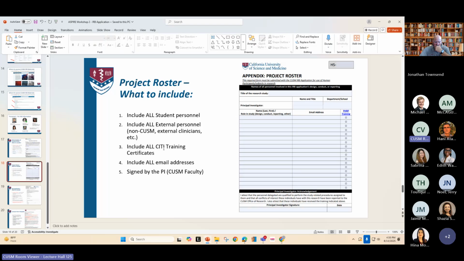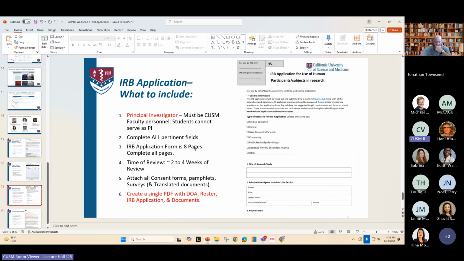The IRB application. This is just the cover page. And again, this is 8 pages long. It sounds like it's long, but it's not very long. You're going to be doing a lot of cutting and pasting from your proposal document that you're going to prepare. Again, principal investigator has to be a CUSM affiliated person, faculty member, full-time clinician, part-time clinician, adjunct. They must be CUSM affiliated.